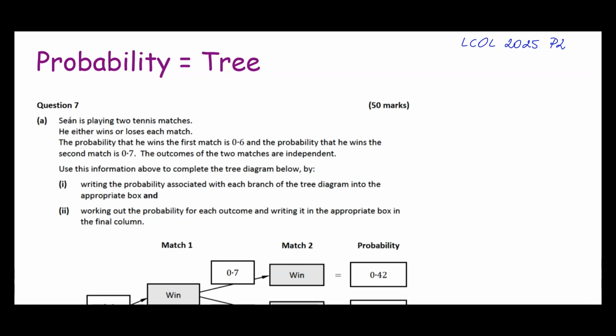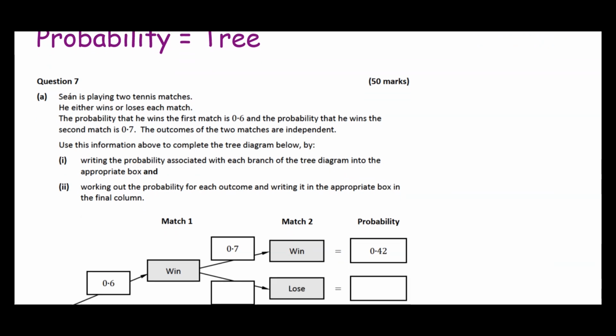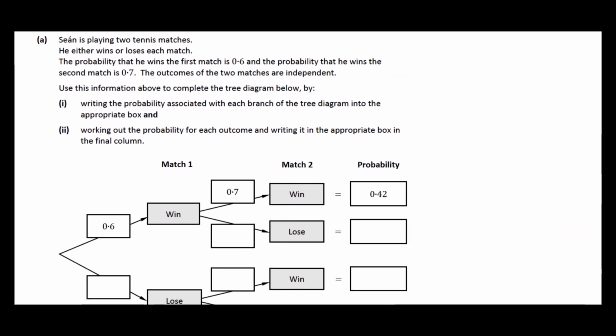Let's consider probability and specifically the tree that is often used with probability. So let's look at this story. Sean is playing 2 tennis matches. So we actually can see here match 1 and match 2. He either wins or loses each match. Okay, so there is no draw.